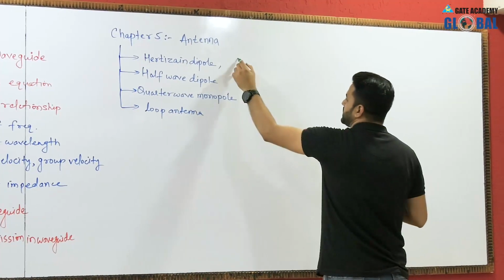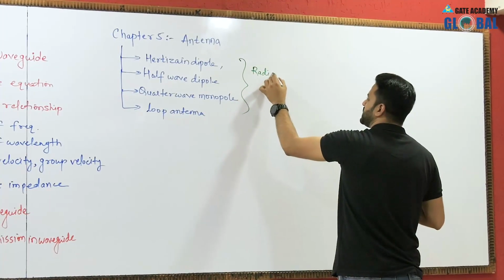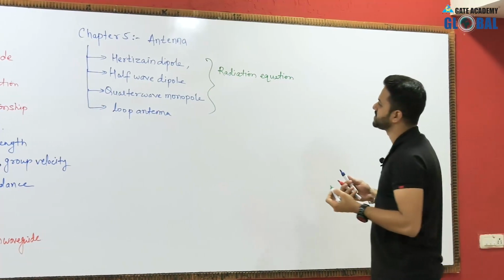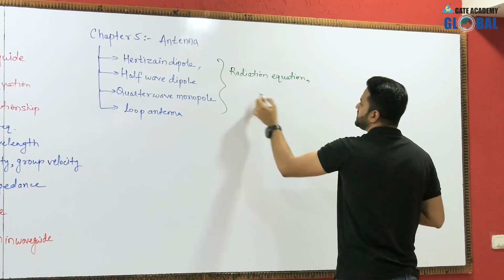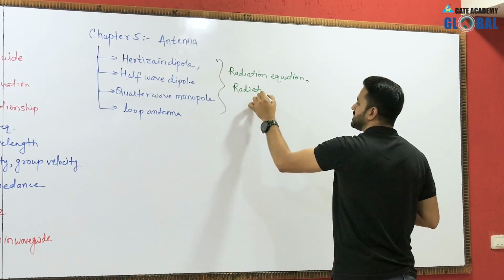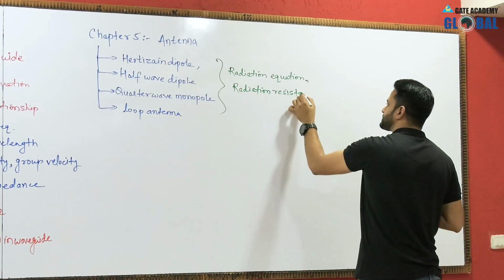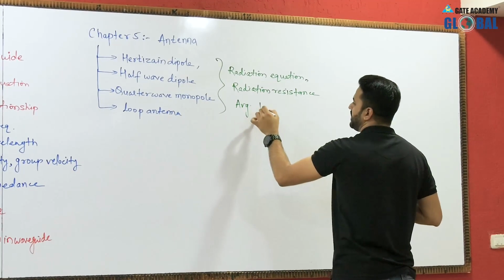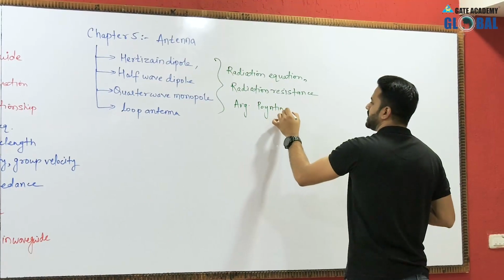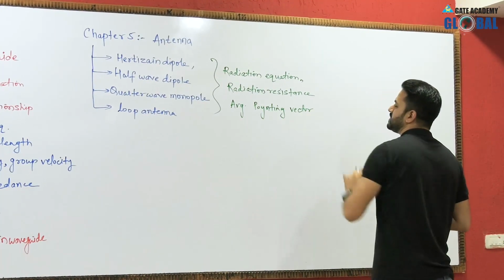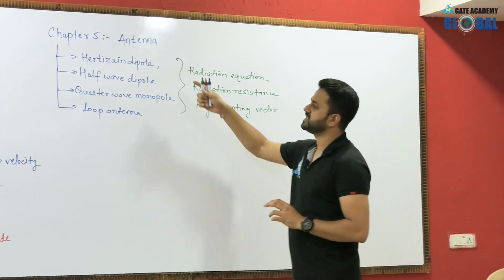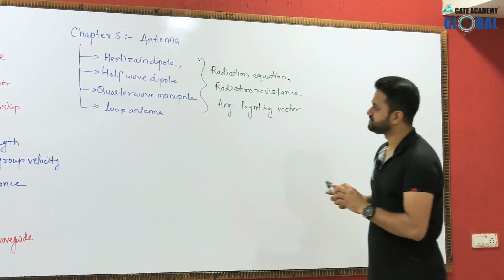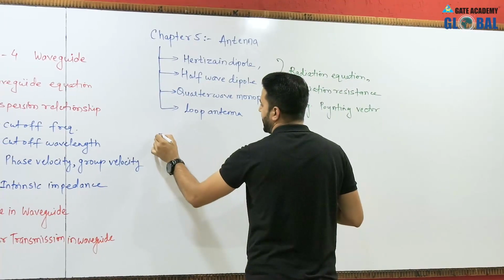the radiation equation, okay, that is the field equation. Actually I can say the field equation, and the radiation resistance, and average power pointing vector or power density. So these are the things which we have to cover in this particular chapter, and that I have covered in this particular topic. Now the next is antenna characteristics.